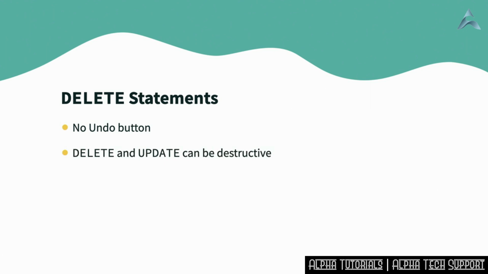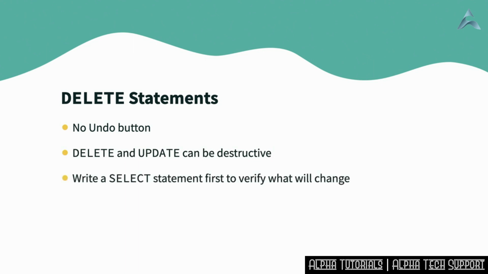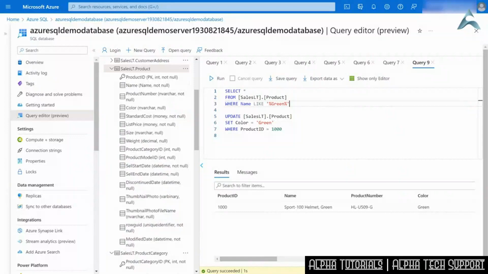Because a delete statement, and sometimes even an update statement, can be so destructive, I usually write my delete statements first as a select statement, view the results, and verify these are the records I want to delete, and then change my select statement into a delete statement. Copy and paste the select statement we used previously to find the green helmet and paste it at the bottom of this query tab. Select just this new query and click the Run button.